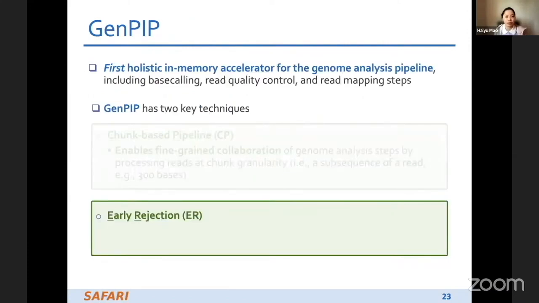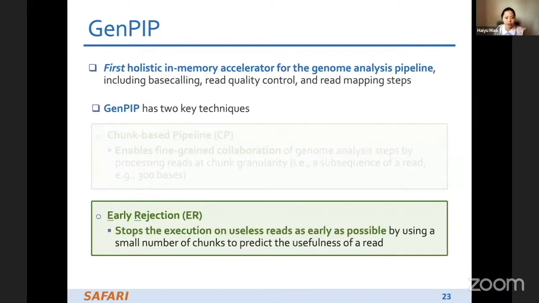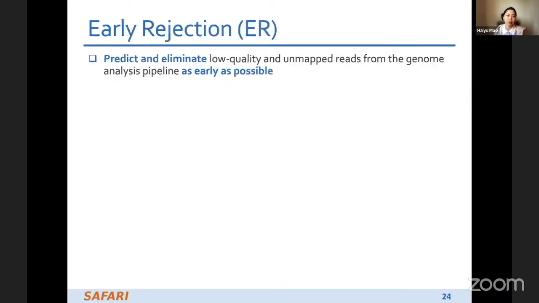The second key technique of GenPIP is early rejection. Early rejection stops the execution on useless reads as early as possible by using a small number of trunks to predict the usefulness of a read. It predicts and eliminates low quality and unmapped reads from the genome analysis pipeline as early as possible.